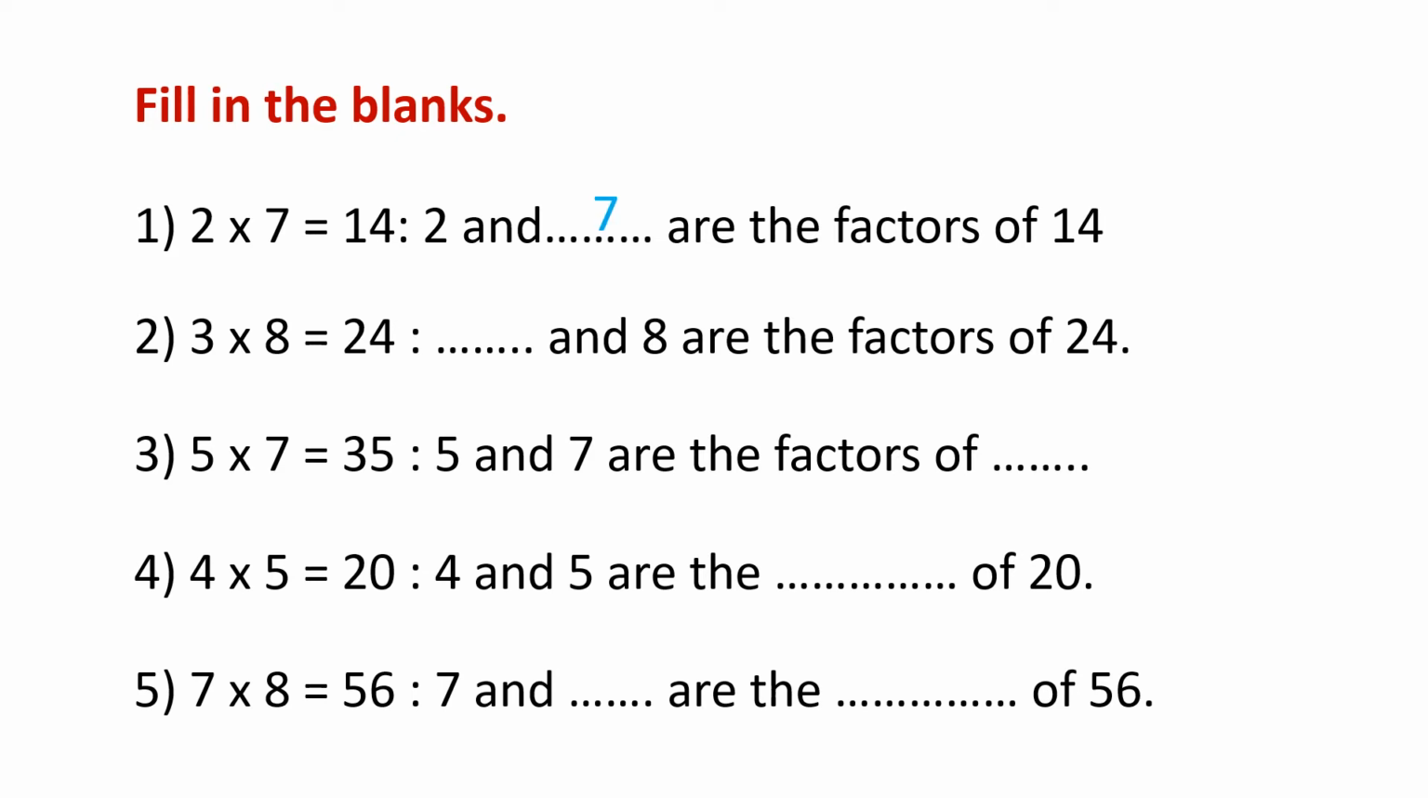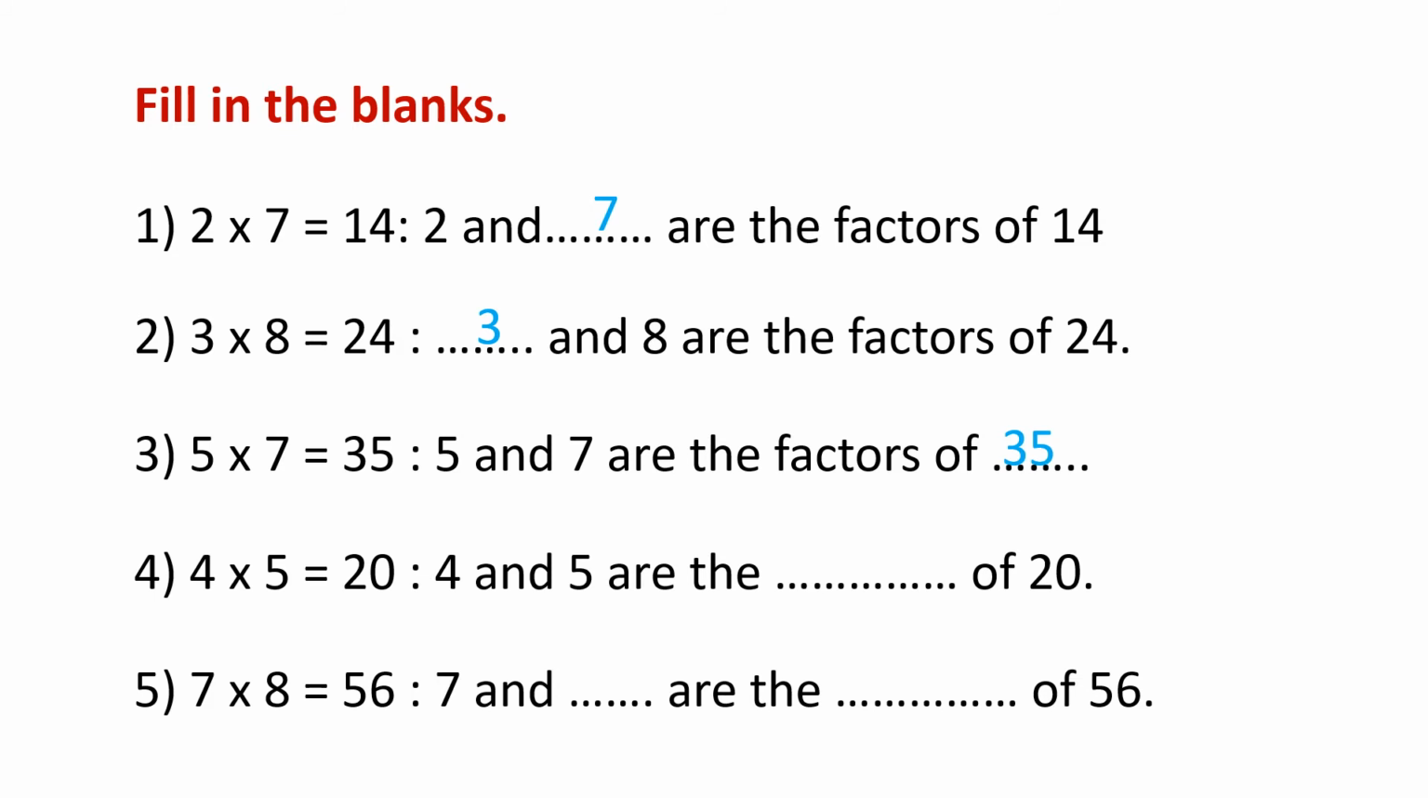Question number 2. 3 multiplied by 8 is equal to 24. Dash and 8 are the factors of 24. And the answer is yes, 3, because 3 eights are 24. Question number 3. 5 multiplied by 7 is equal to 35. 5 and 7 are the factors of dash. And the answer is 35 because 5 sevens are 35.